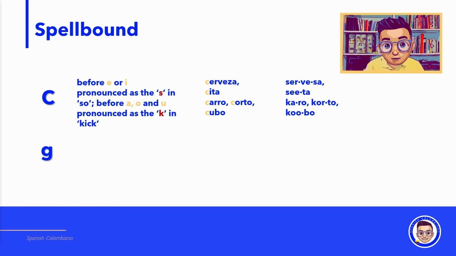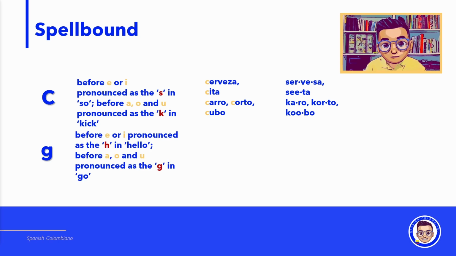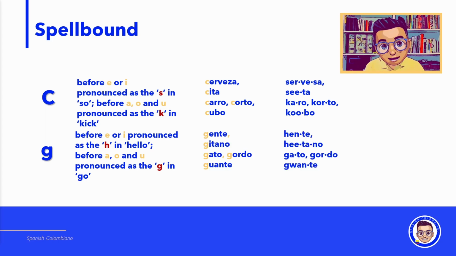Another spelling rule is with the letter G in Spanish. With this letter, before E or I it is pronounced as the H in "hello," and before A, O, and U it is pronounced as G in "go." Let's see some examples. With the word gente, E comes after G, so it sounds like H.